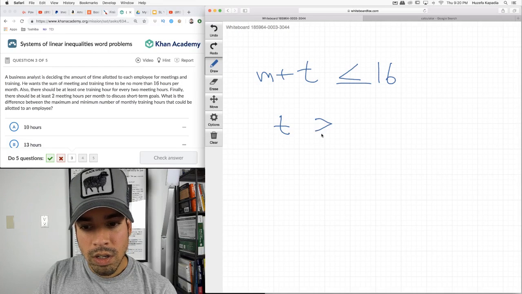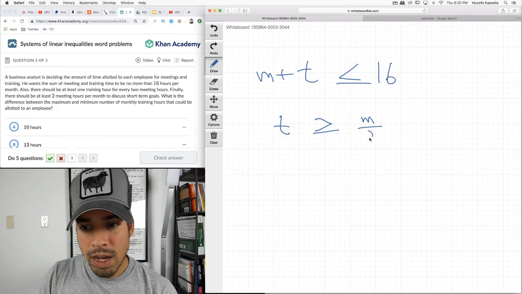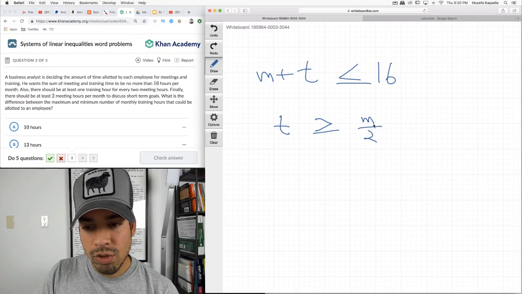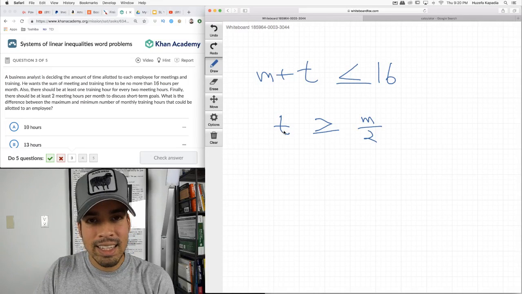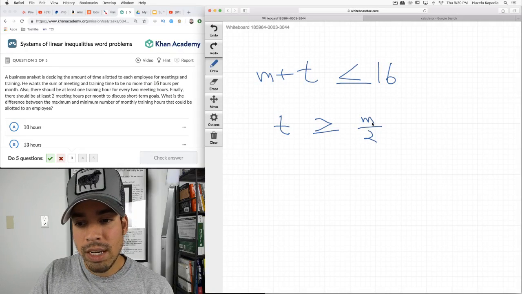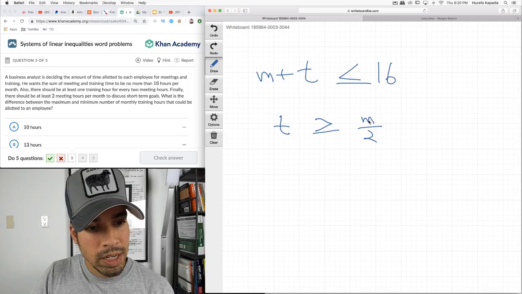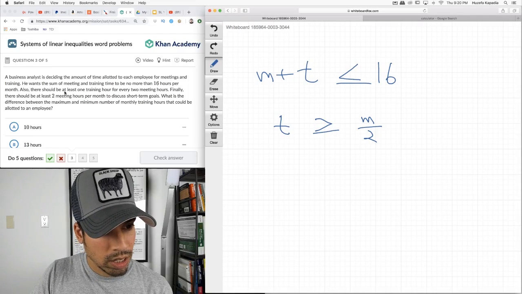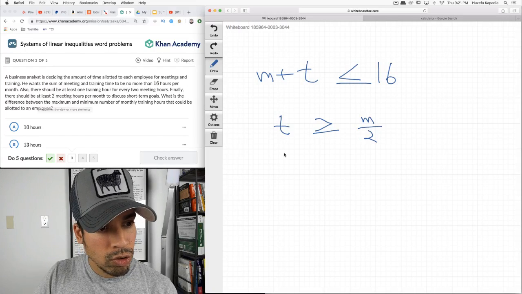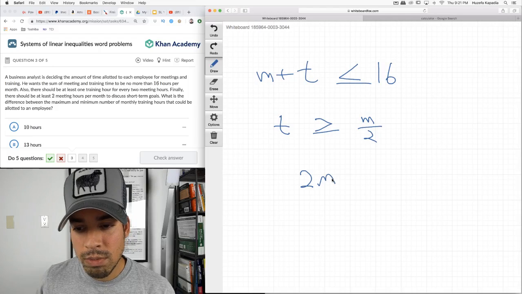I'm kind of writing it out like this, and I'll explain why in a second. For every time we have 2 of these, there should be at least 1 of these, right? So if there's 2 meeting hours, there should be at least 1 training hour. 4 meeting hours, there should be at least 2 training hours, and that's what it's saying. At least 1 training hour for every 2 meeting hours. Finally, there should be at least 2 meeting hours per month.